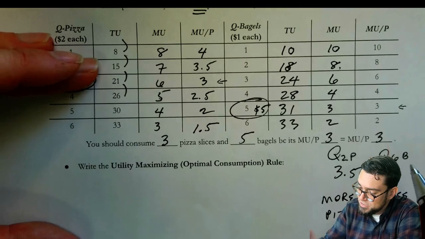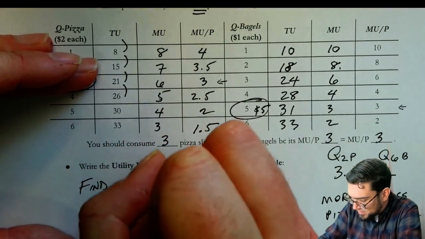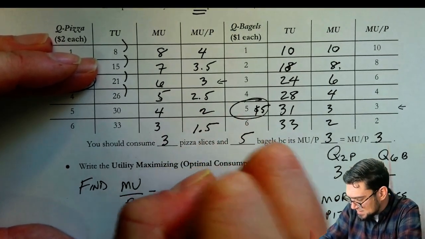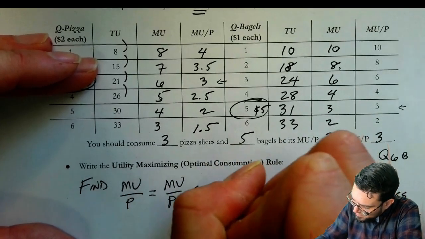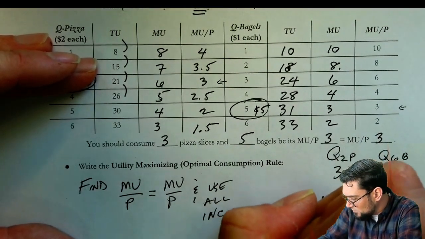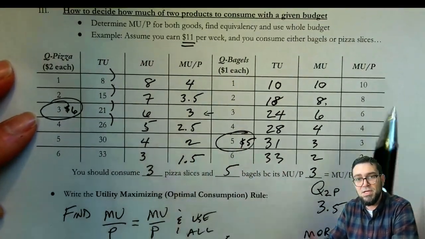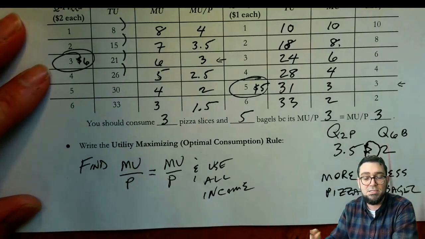Now, rewriting this utility consumption rule, we should find where MU over P is equal to MU over P, and we use all of our income. And that is the simple little rule that we actually just followed right here. We found MU over P equal to MU over P, and we tested to use all the income.